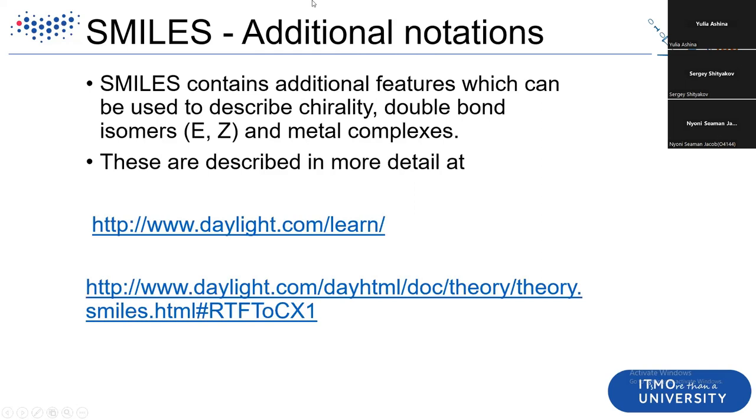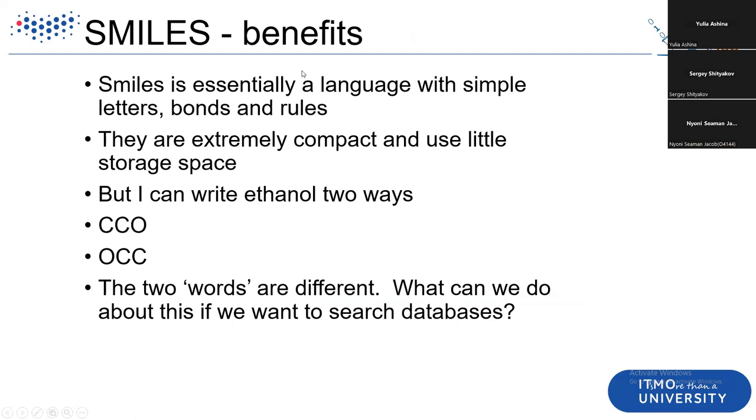SMILES could also have additional notations. They could contain additional features that can be used to describe chirality, double bond isomers, and metal complexes. You could find more information by accessing the Daylight company, and all this information concerning the SMILES, and some modifications of this can be found by using this link. What are the benefits of the SMILES representation?